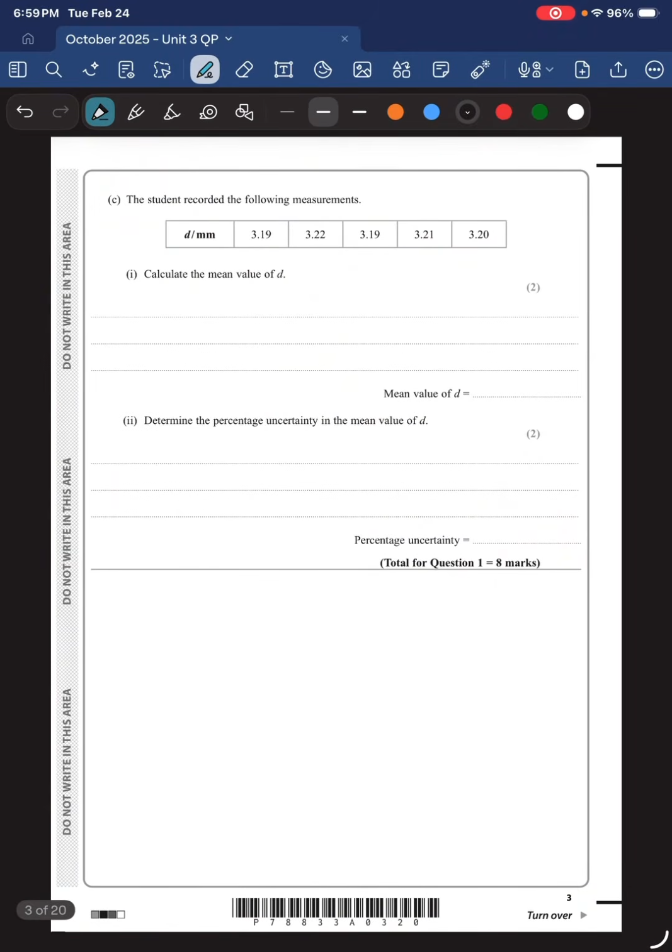Part C now. The student recorded the following measurements, and we see we have 5 measurements. Okay. Calculate the mean value of D. So this is fairly simple. We just add the 5 values and divide them by the number of values, which is 5, right? So we have 3.19 plus 3.22 plus 3.19 again plus 3.21 plus 3.2 over 5 yields 3.2 millimeters.